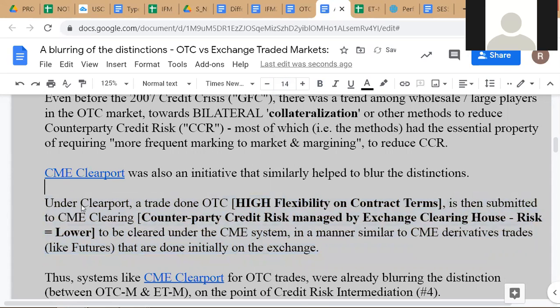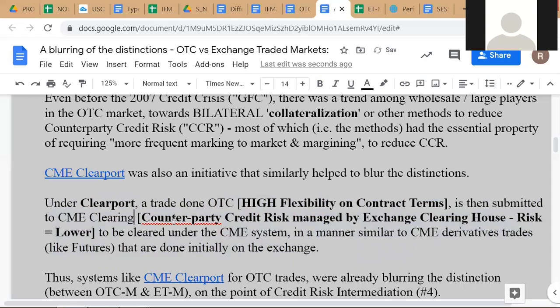So this is basically the idea. This is CME Clearport. This is an initiative. So this is the advantage here. So first you do the trade OTC and you submit it, so you get the benefit of both the worlds, high flexibility and lower credit risk. So this is also an initiative that was going on.